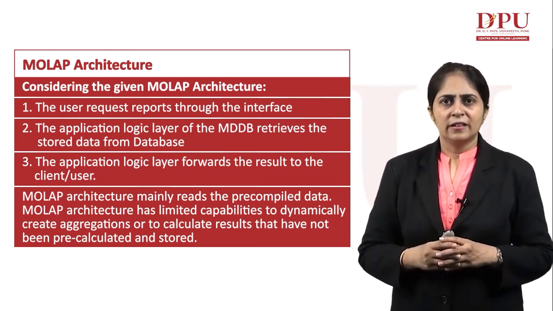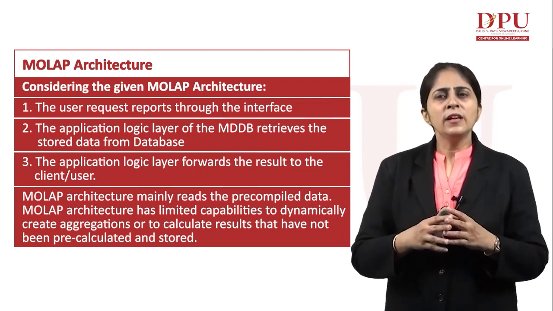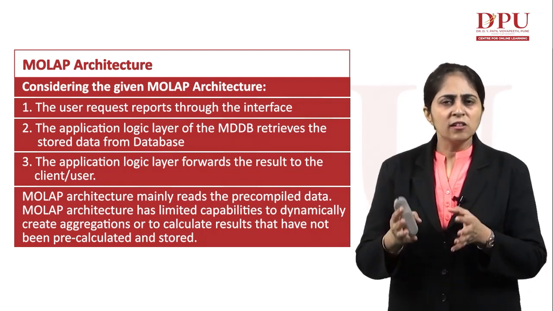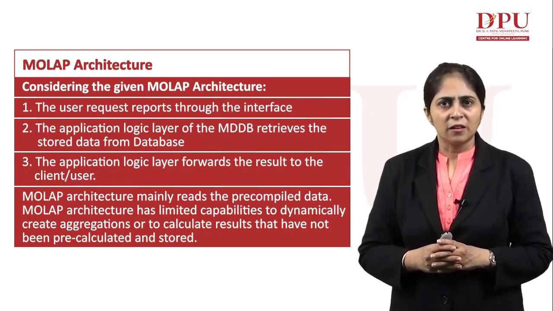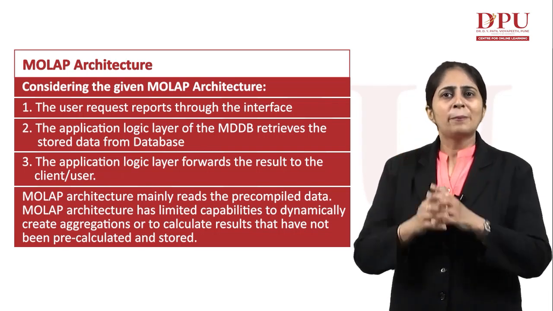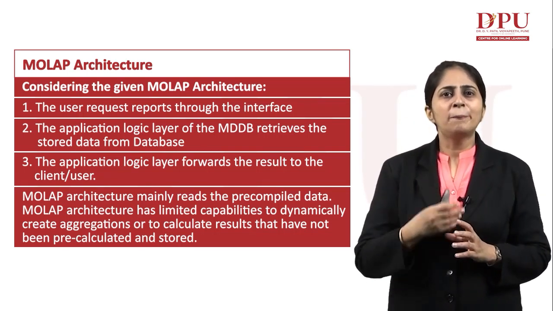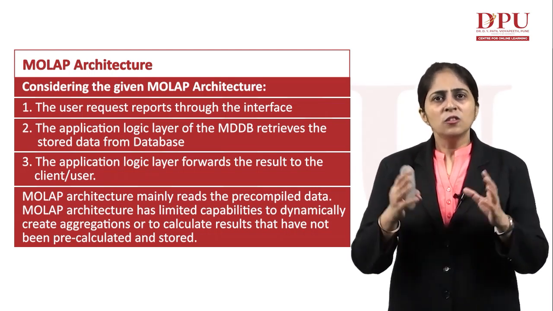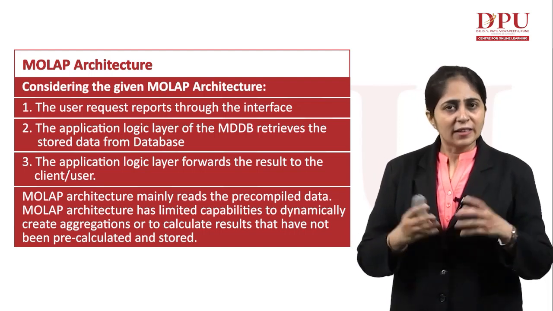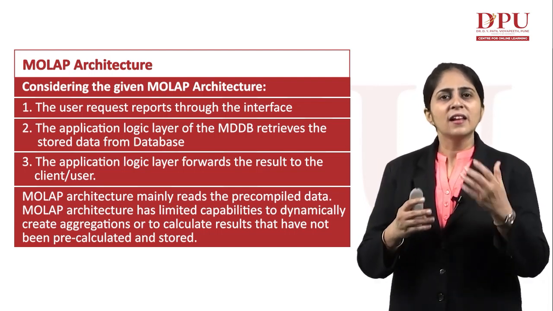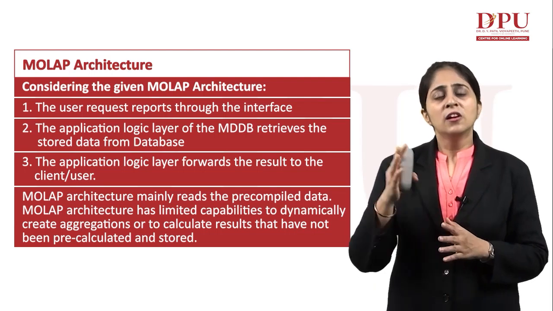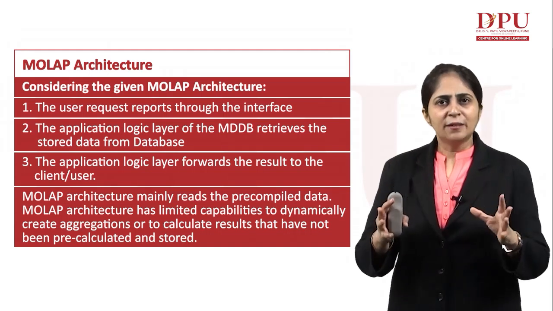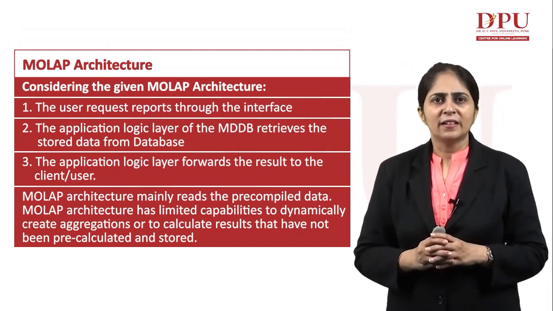An accounting head can run a report showing the corporate profit and loss account for the entire organization or for a specific subsidiary. This OLAP architecture would retrieve the pre-compiled profit and loss figures and display the results to the user. That is how this OLAP architecture uses the data, analyzes the data and delivers the results to the user. So the OLAP architecture mainly reads the pre-compiled data.